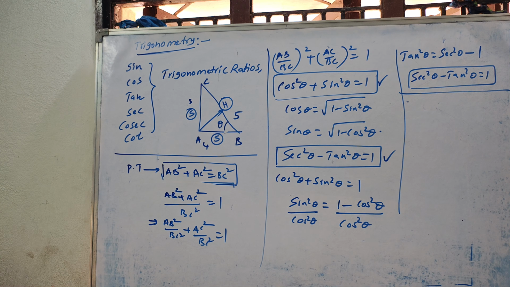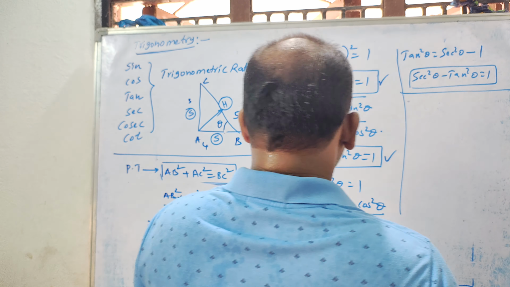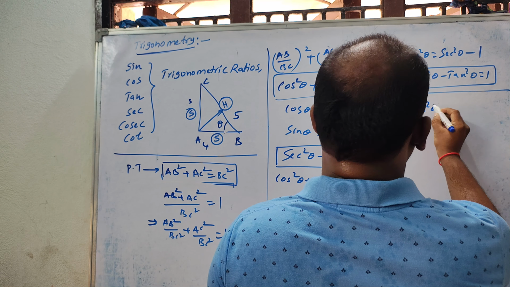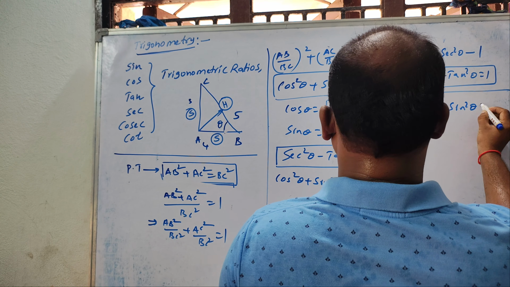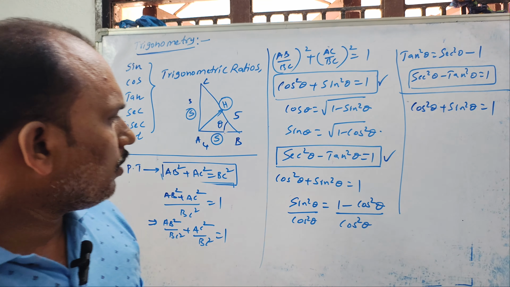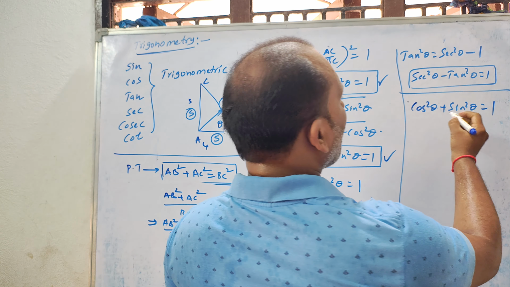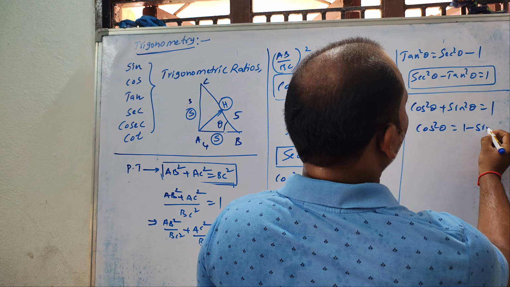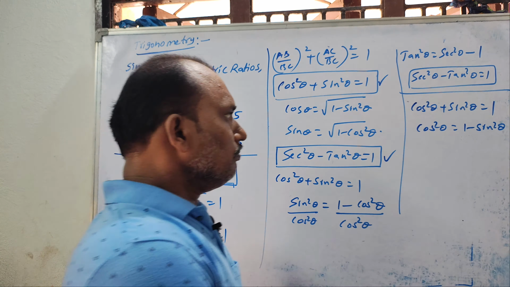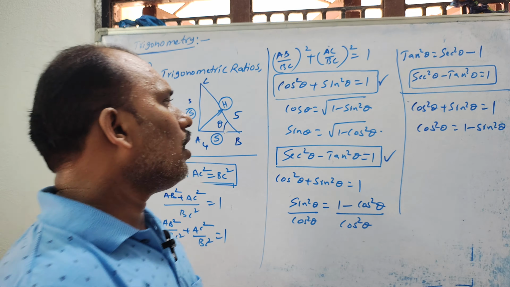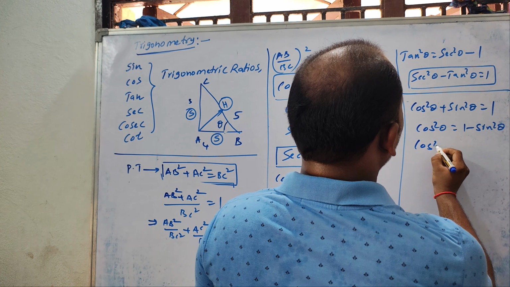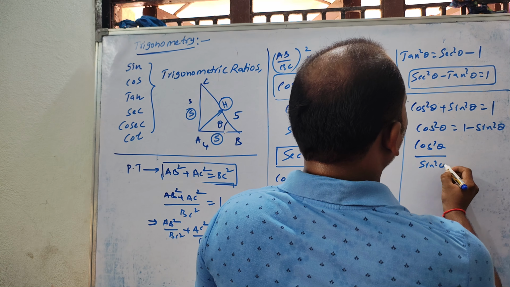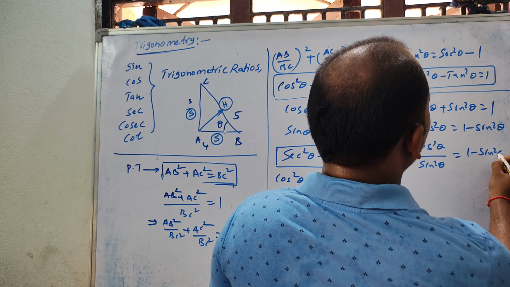Let's see another very important formula we discussed here. Cos square theta plus sin square theta is equal to 1. Now simple: what you have to do is bring sin square theta to the same side, cos square theta equals 1 minus sin square theta. Now we divide by sin square theta on both sides. So cos square theta by sin square theta is equal to 1 minus sin square theta by sin square theta.